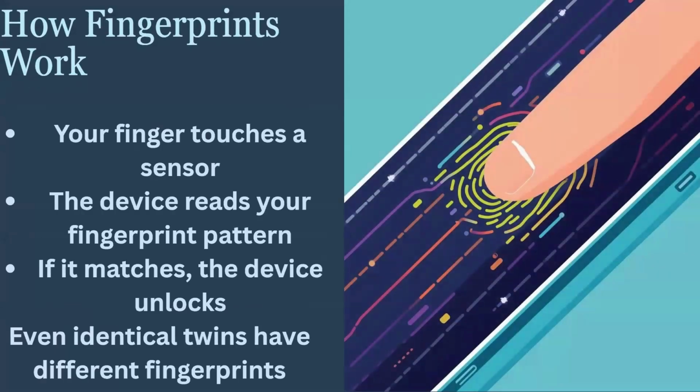How do fingerprints work? Your finger touches a sensor and the device reads your fingerprint pattern. If it matches, the device unlocks. And even identical twins have different fingerprints.